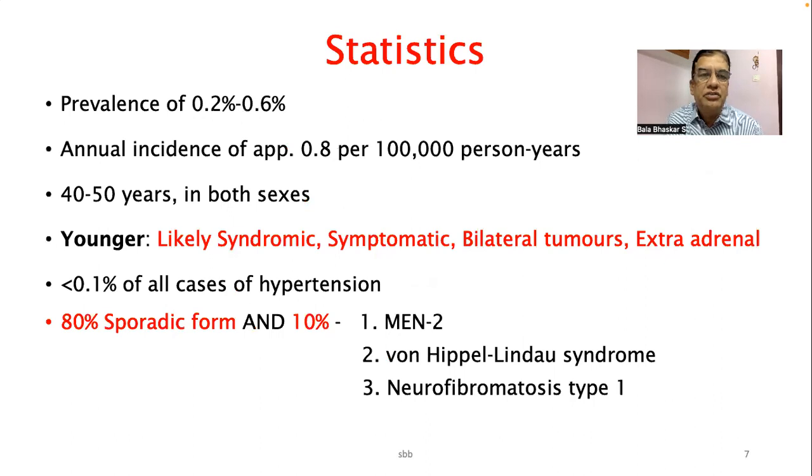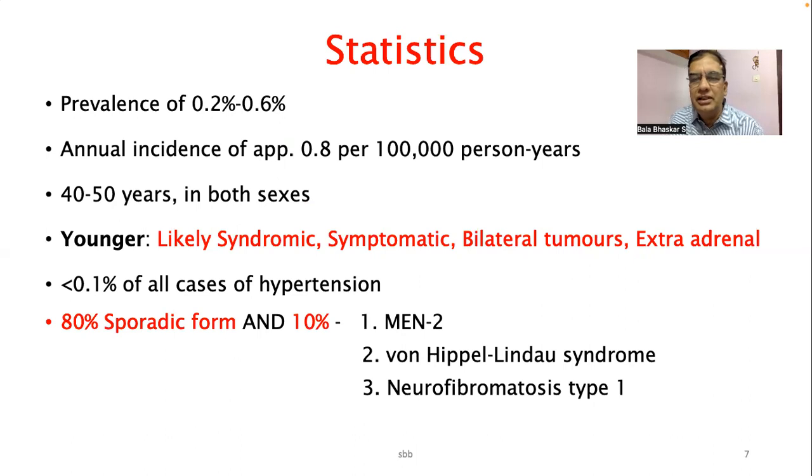It has a prevalence of 0.2 to 0.6%, in fact accounting for less than 0.1% of all cases of hypertension. It affects all age groups, especially 40 to 50-year-olds, of both sexes, and has an annual incidence of about 0.8 per 100,000 person-years. Younger patients are more likely to be affected if there is a syndromic association, if it is symptomatic, or if it is a bilateral or extra-adrenal tumor.